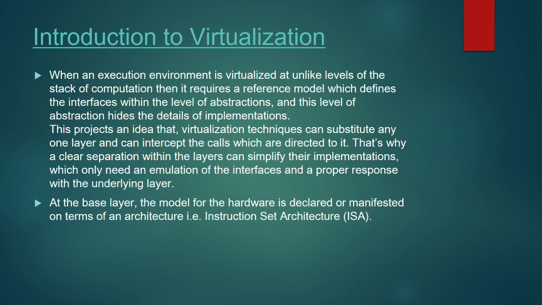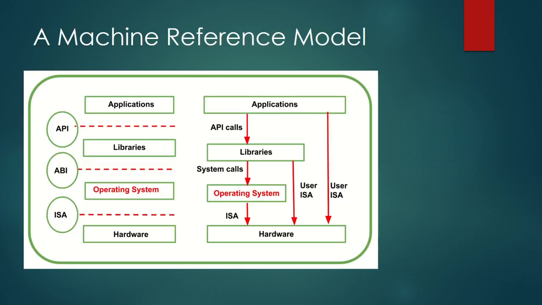In cloud computing, virtualization plays an important role. At the base layer, the model of the hardware is manifested in terms of an architecture, such as the instruction set architecture, ISA for short. Now we can see the machine reference model. In this we have four layers: application, libraries, operating system, and hardware. In between there are several interfaces: API, ABI, and ISA. We will see all of this one by one.